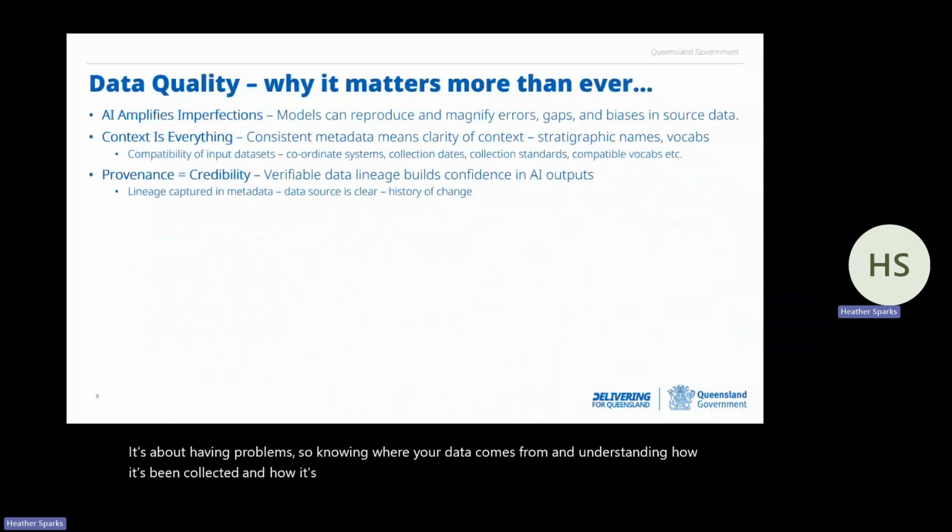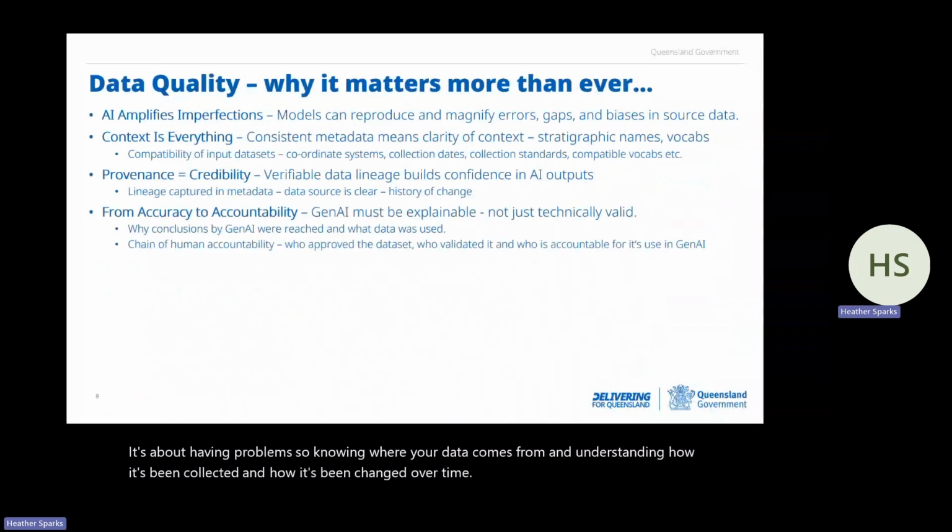It's about having provenance, so knowing where your data comes from and understanding how it's been collected and how it's been changed over time. And it's about having human in the loop. Gen AI must be explainable, so therefore the data sets that go into it have to be explainable too. And it's about having a chain of human accountability. Who approved the data set, who validated, who's accountable for its use.